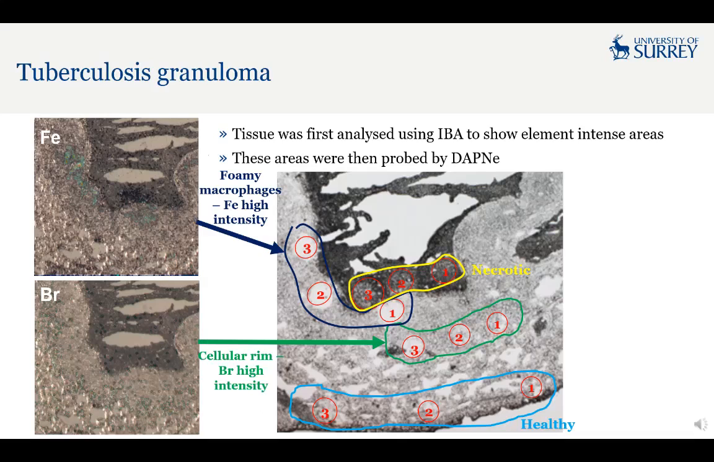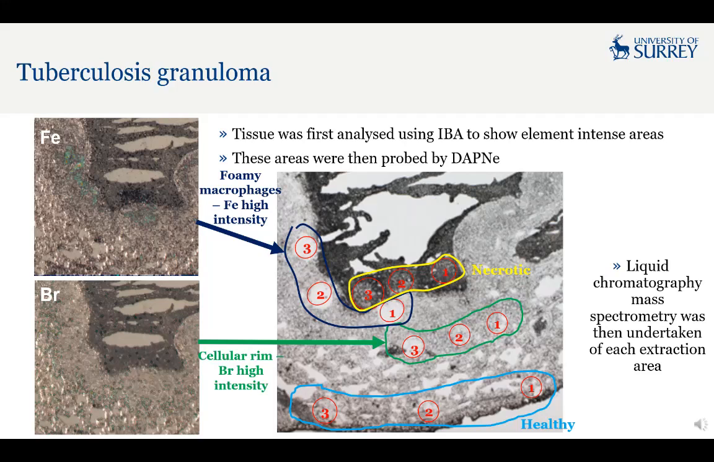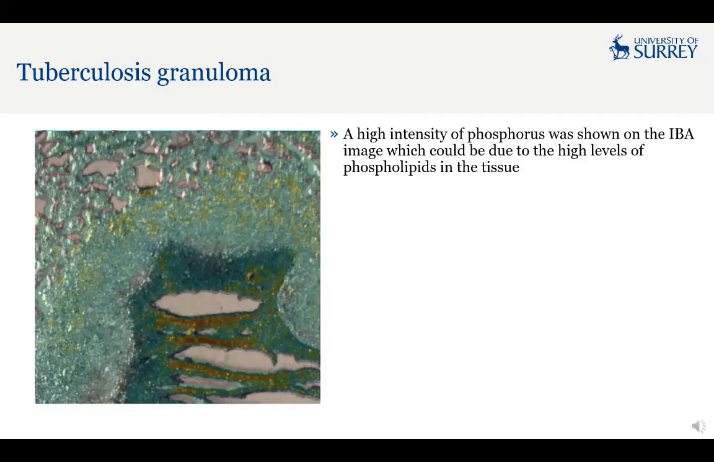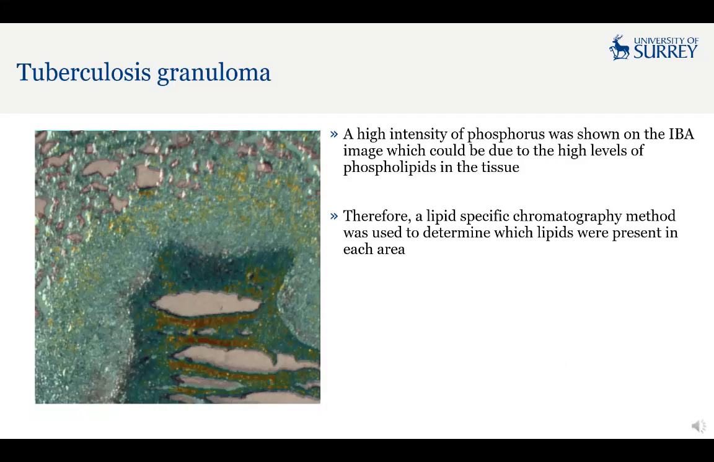more than others. 12 different areas were then probed using DAPNe in each of the areas of interest. The approximate spot areas are shown in the microscope image. Each extraction was then analysed using LC-MS. Due to the high intensity of phosphorus shown on the IBA image, this could suggest high levels of phospholipids in the tissue. A lipid-specific chromatography method was used to determine which lipids were present in each area.